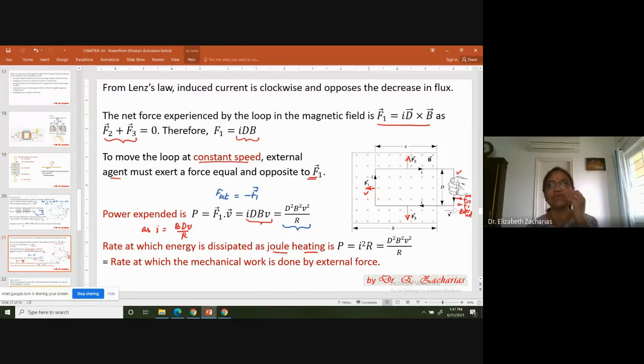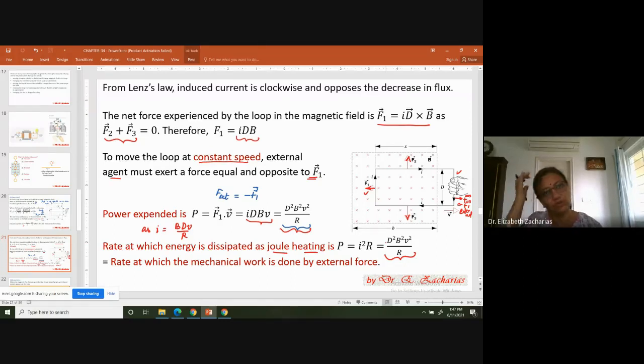It happens because of the heating of the wire. So P is equal to I squared R. Once more, substitute for I, and you will see that these two will match. That means the rate at which energy is dissipated as heat is the rate at which that external agent is doing work on the system. The external agent is mechanical. It is doing mechanical work on the system, but the energy lost is in the form of heat energy.